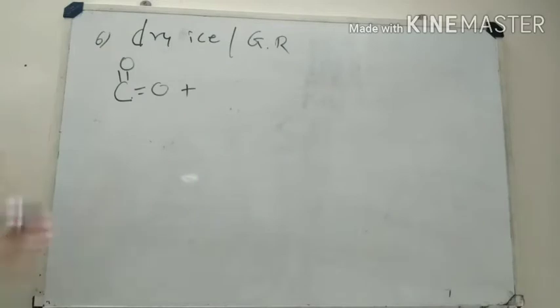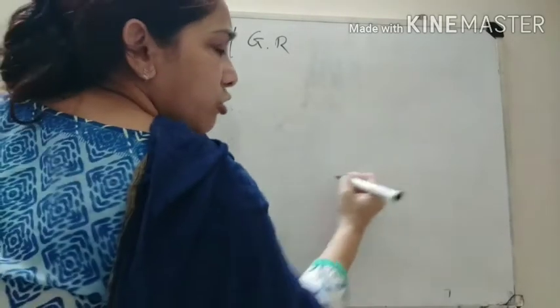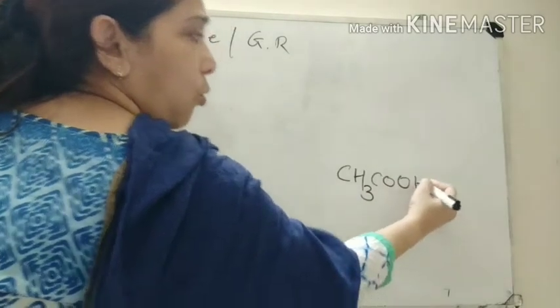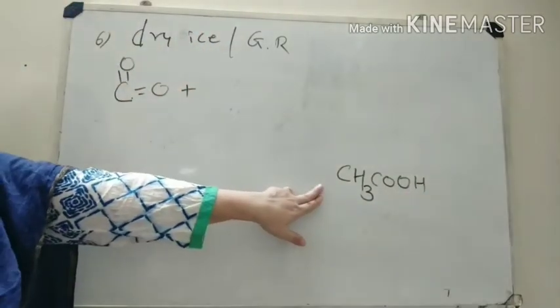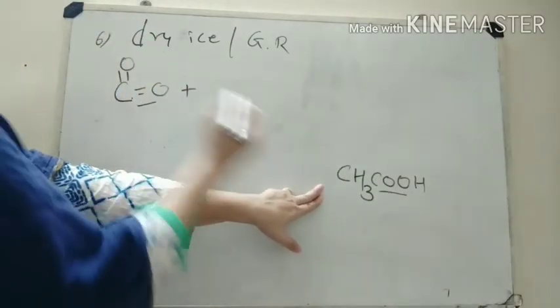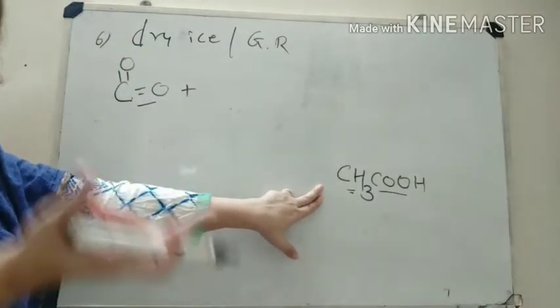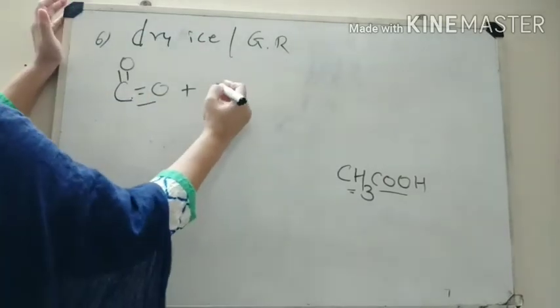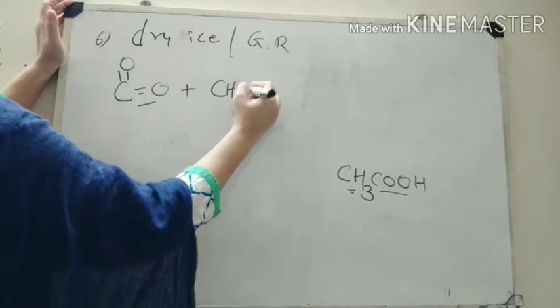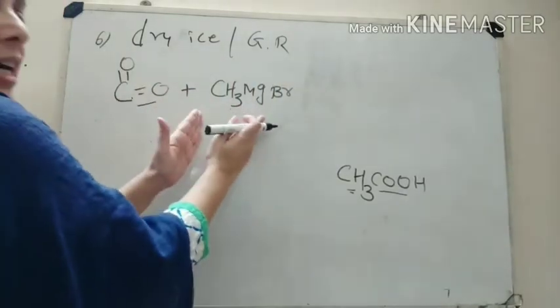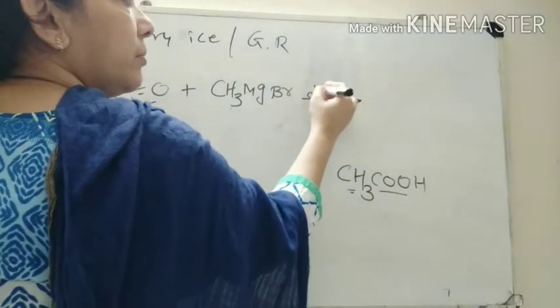Suppose they ask how will you prepare acetic acid? So the acetic acid formula is CH3COOH. If they ask to prepare this acid, then COO is already there, so CH3 is not there. So we have to introduce that CH3 group by using Grignard's reagent. In this case we have to use CH3MgBr. Now above the arrow, dry ether.